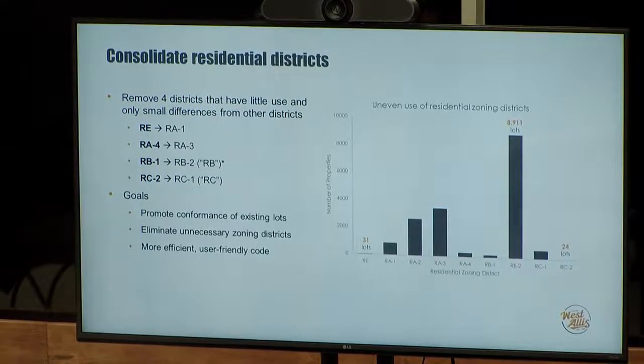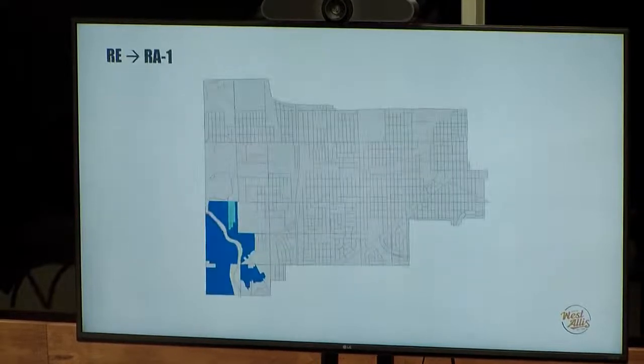And what we see when we look at the zoning is that there are very few of these districts, and they're very similar in the regulations to other districts. So we want to merge them where possible to make our zoning code easier to understand and more efficient. It's just these redundancies that we don't really need. Another benefit is that we're going to be working to promote the conformance of our lots. Sometimes we have lots in some districts that don't quite meet the current district standards, and by merging these, it'll increase the amount of conformance we have for residential properties.